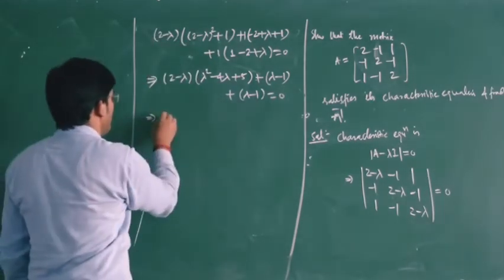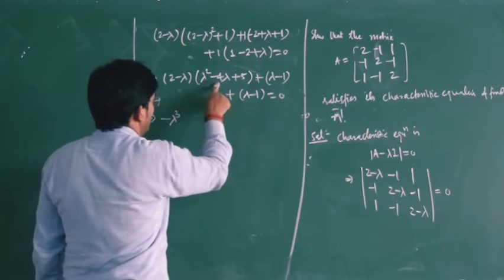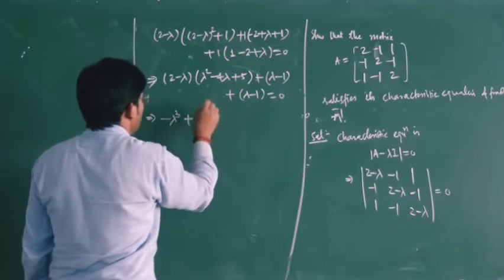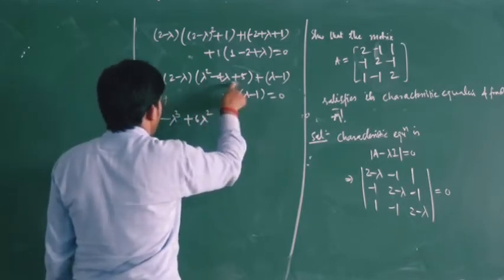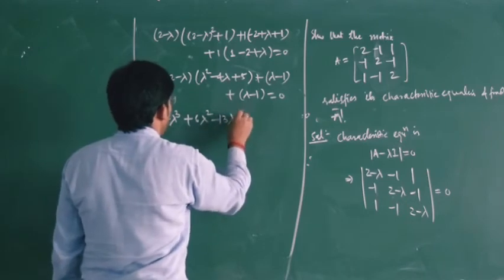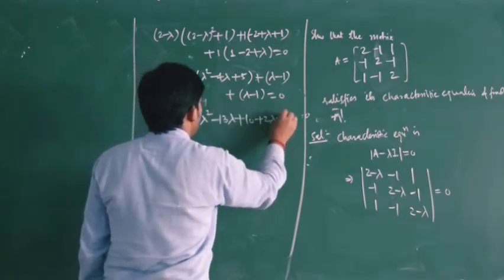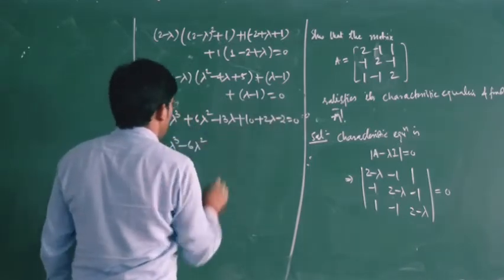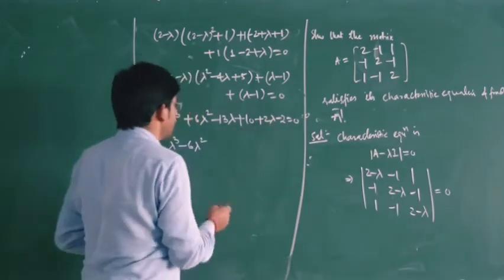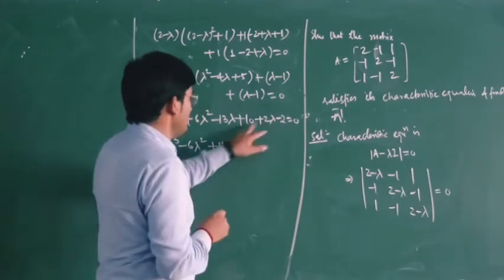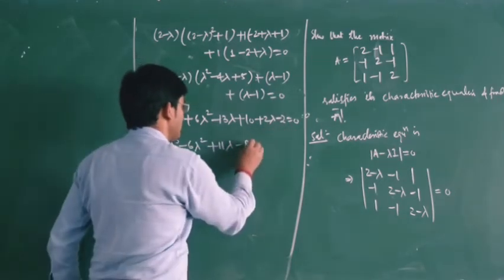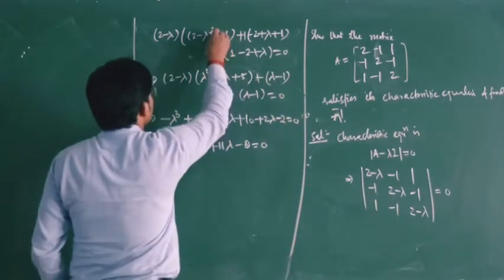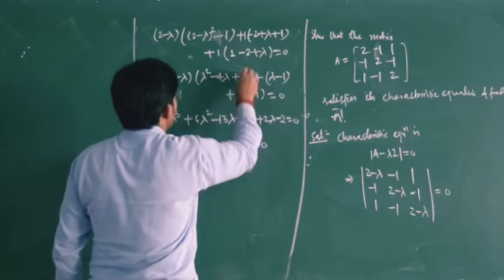So from here we have minus lambda cube, then we have plus 4 lambda square plus 2 lambda square, so we have 6 lambda square, then we have minus 8 lambda and minus 5 lambda, so minus 13 lambda, plus 10 plus 2 lambda minus 2 equal to 0. So from here we have lambda cube minus 6 lambda square. Now this is your minus 13 plus 2, so this is your minus 11, so we have plus 11 lambda. 10 minus 2 is 8, so we have minus 8 equal to 0.